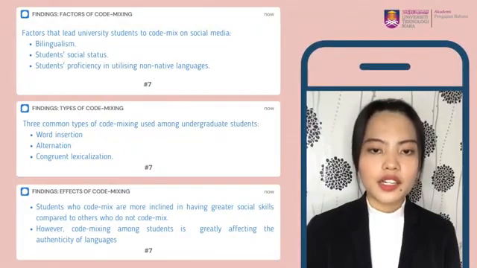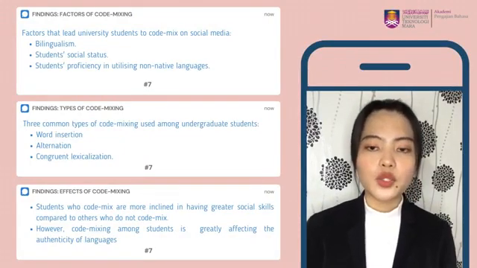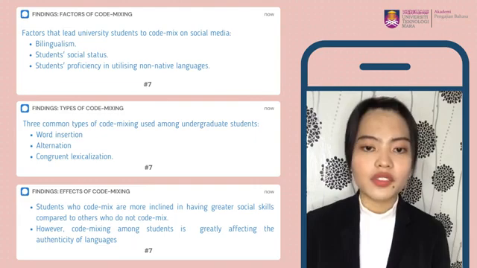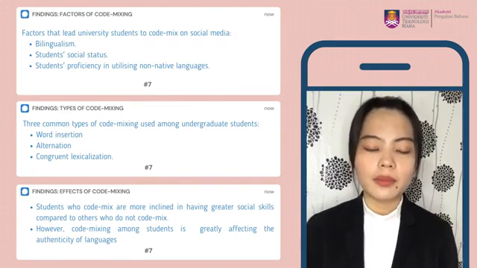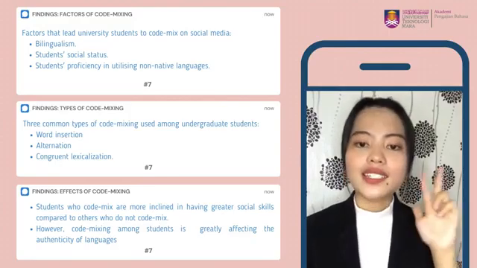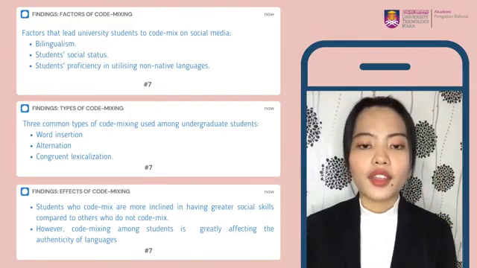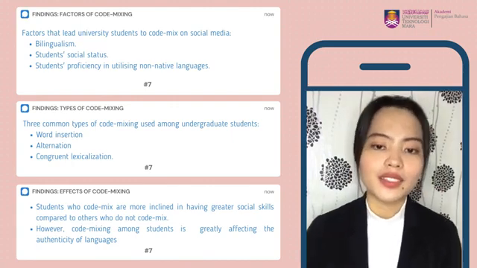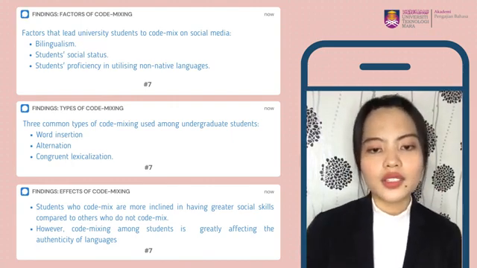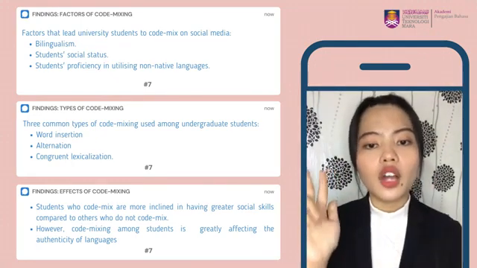Moving on to the next part, we have analyzed 21 journal articles in this research in order to answer the 3 research questions that have been stated. Firstly, there are 3 factors that lead university students to code mix on social media, which are bilingualism, student social status, and students' proficiency in utilizing non-native languages. And there are 3 common types of code mixing used among undergraduate students, which are word insertion, alternation, and congruent lexicalization.